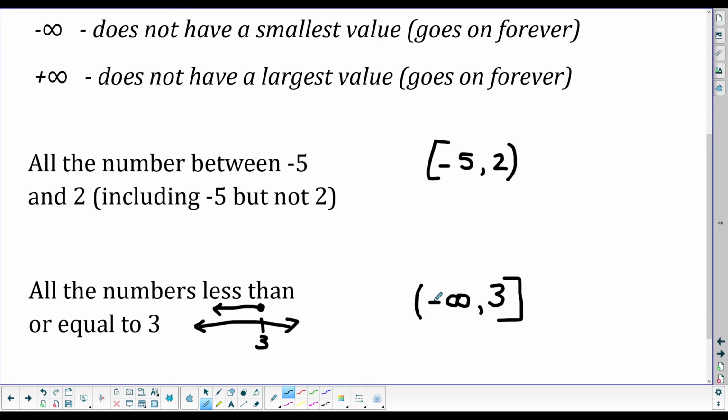This infinity is a concept, right? It's not a number, it's a concept. It means that it keeps going forever and ever. So it will never equal infinity, right? So we're always going to use a round bracket on that.